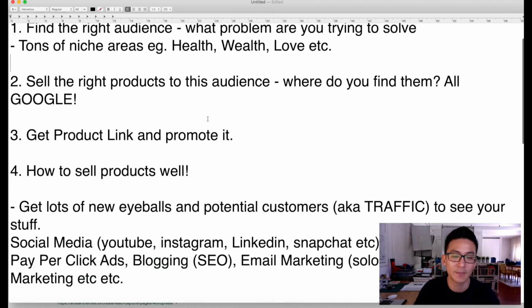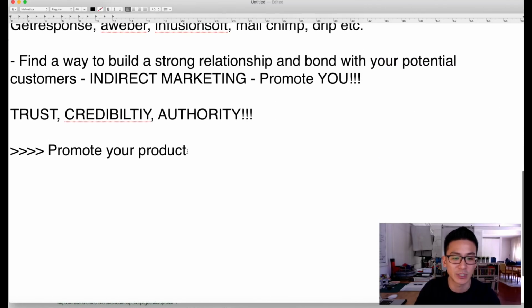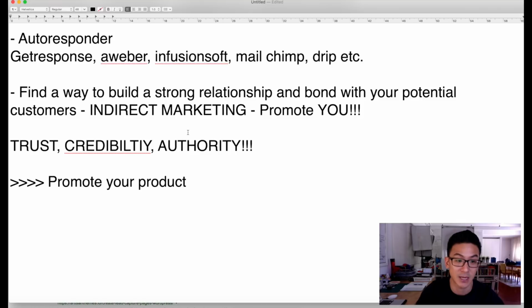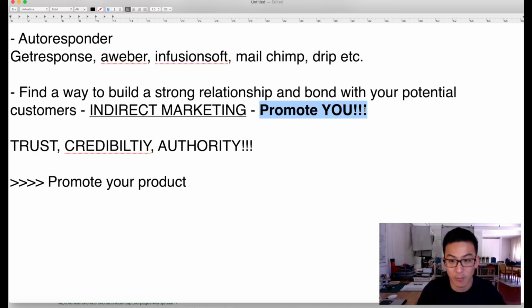All right. A lot of people won't teach you these steps. A lot of people will just say, hey, just generate a lot of traffic, get a lot of customers into your capture page and your sales funnel, and then all of a sudden people are going to start buying. No, that's not true. People aren't going to buy because they get promoted to all the time. So what you want to practice is something that I call indirect marketing. You indirectly market your products, but what you want to do first is you want to promote you.